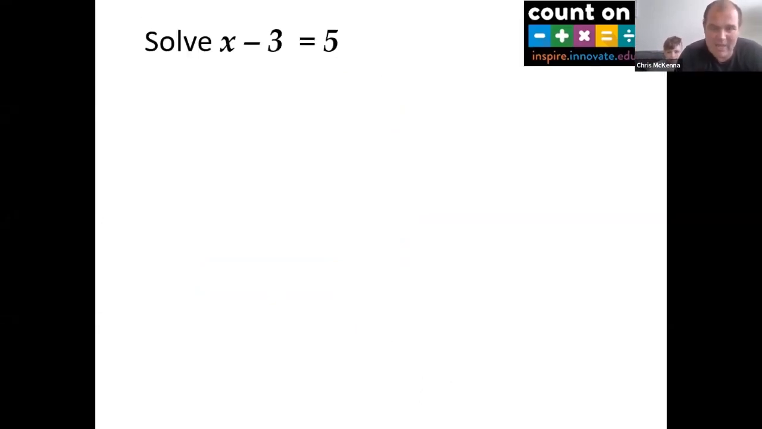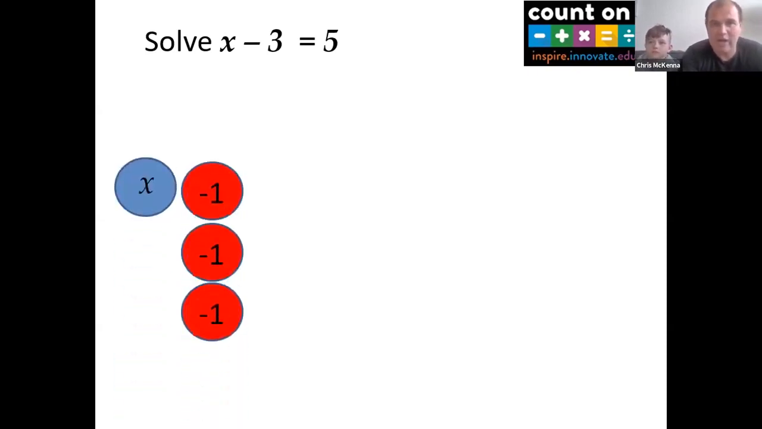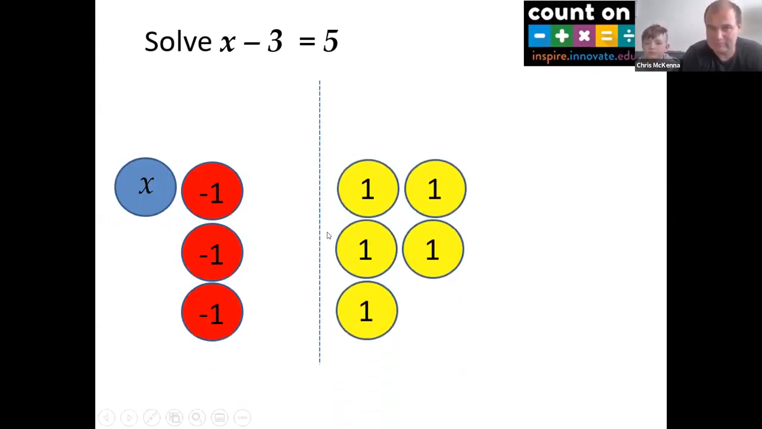Right, now the reason we'd spent all the time doing that is because we can show you how you can solve equations like this using counters. So x minus 3 equals 5, so I start with an x, and I've got -3, so I've got -1, -1, -1, and that's to equal 5. So here, this is a picture to represent this equation. Yes? I've got my x, I've got my -3 because I've got -1, -1, -1, and I've got equal 5.